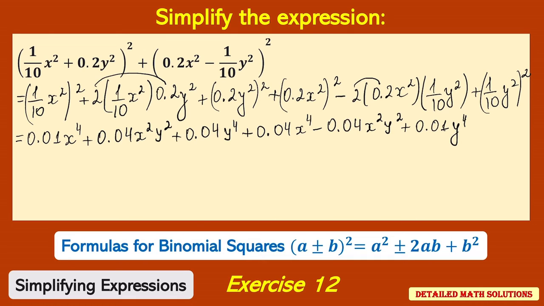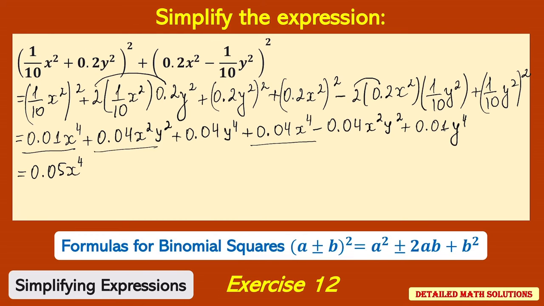Next, I need to add all like terms. I have 0.01 x to the fourth power and 0.04 x to the fourth power. When I add these two numbers, they equal 0.05 x to the fourth power.